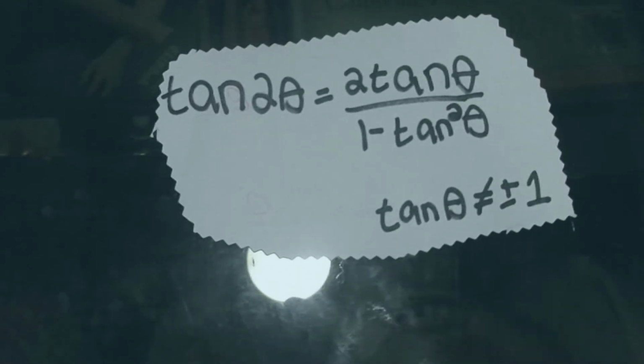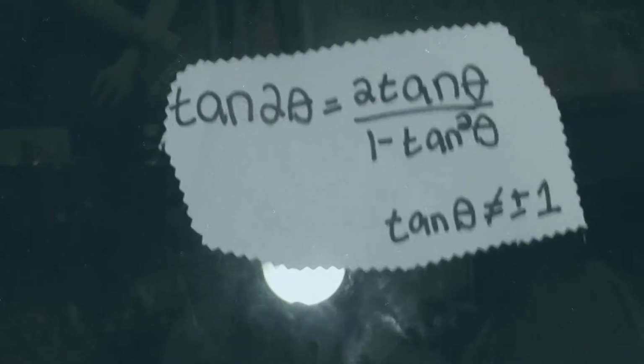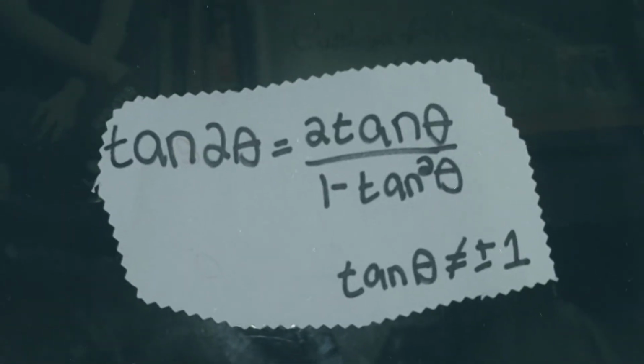Tangent 2 theta is equal to 2 tangent theta over 1 minus tangent squared theta, as long as tangent theta is not equal to positive or negative 1. And now let's discuss our examples.